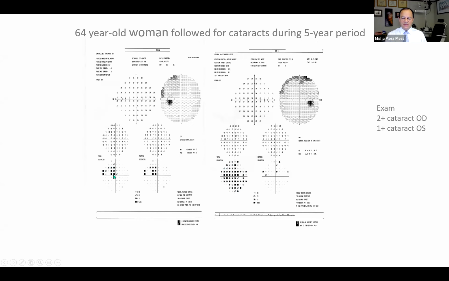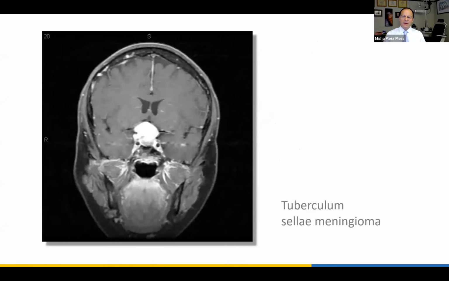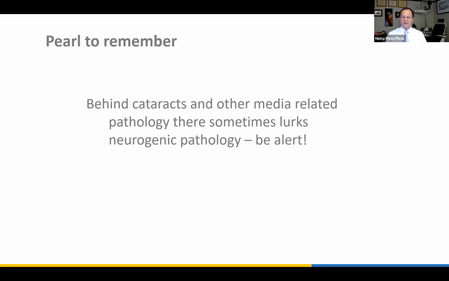The majority of these little black dots in the left eye respect the vertical meridian quite accurately. This is a case that is always very important as a teaching point. Why? Because there are tumors, like here, this tuberculum sellae meningioma, that cause these heterogeneous visual field defects. The first pearl to remember is that behind cataracts, I've mentioned this before, and other media-related pathology, there sometimes lurks neurogenic pathology. So you have to be alert.